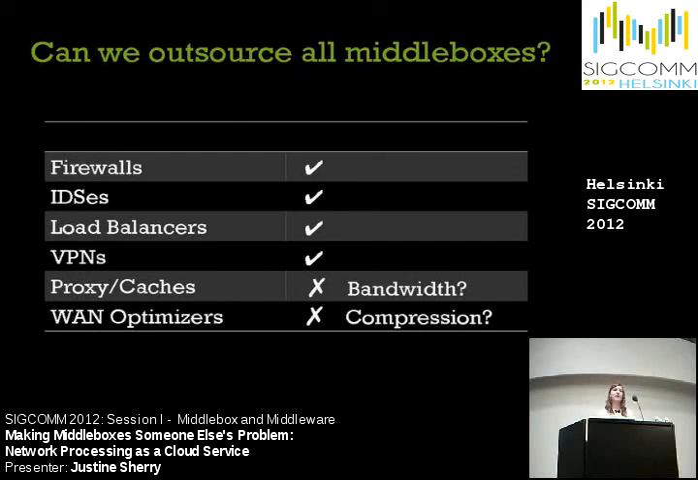Similarly, WAN optimizers save bandwidth. They do this by compressing traffic. So they compress all traffic to and from sites of the same enterprise. And if we compress traffic after it goes over the egress link, we've kind of missed the point.